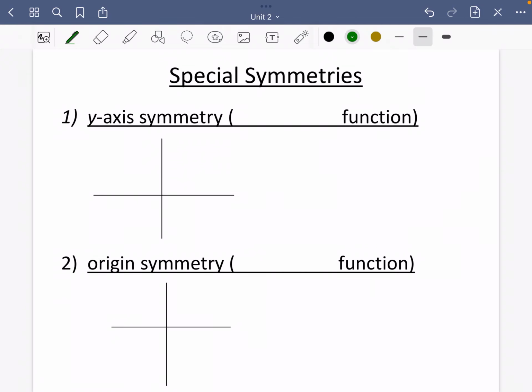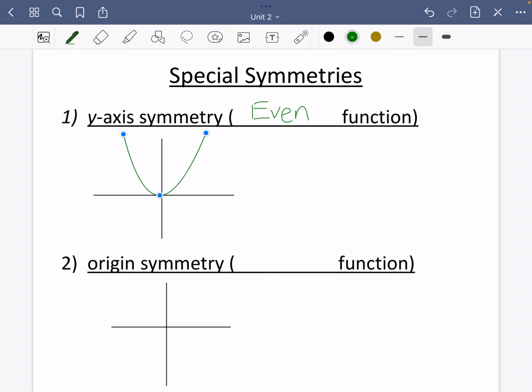In this video, we are going to take a look at two different types of symmetry. One type of symmetry that we might see is symmetry about the y-axis. If a function happens to have symmetry about the y-axis, then we call it an even function. And so y-axis symmetry means that our values to the left of the y-axis are exactly the same values as those to the right.